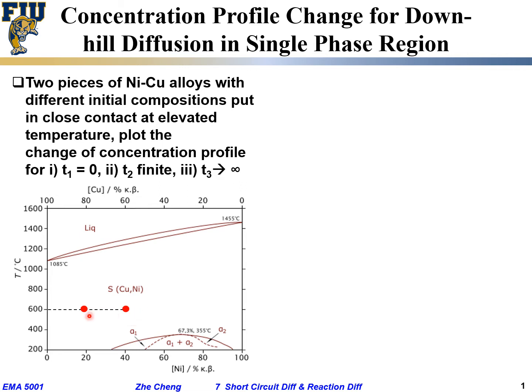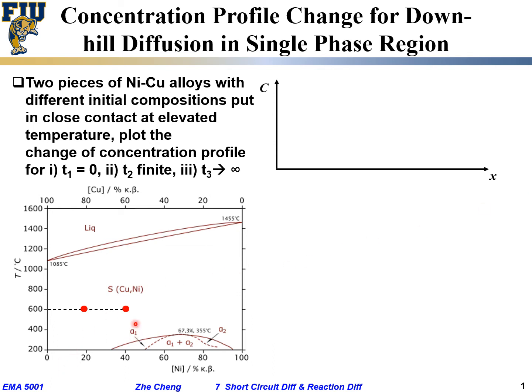Let's put a piece and another piece, 20 and 40, together, put them jointly together. What I want you to consider is how would you plot the change of the concentration profile for, well, like 3 conditions. One is t1 equals 0. What does that mean? You just put those two pieces together. How would you draw the so-called concentration profile? C, right? Concentration profile is change of concentration with respect to distance or location. How would you draw that one?